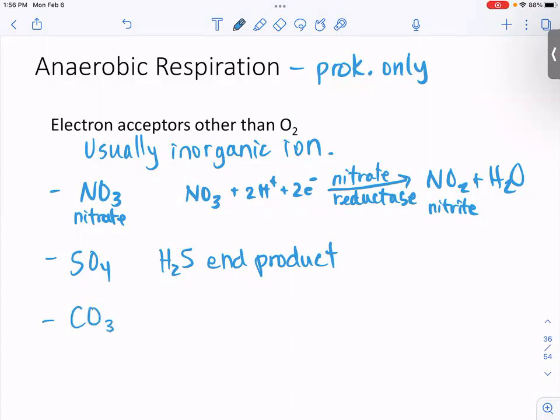Carbonates or sometimes carbon dioxide can also be an inorganic ion that's accepting electrons. Here's an example of some organisms that can convert carbonates into methane. There are organisms in the domain Archaea that can do this. They're called methanogens. They actually produce methane. So their presence in, like, the rumen of cows, for example, means cows could release methane.